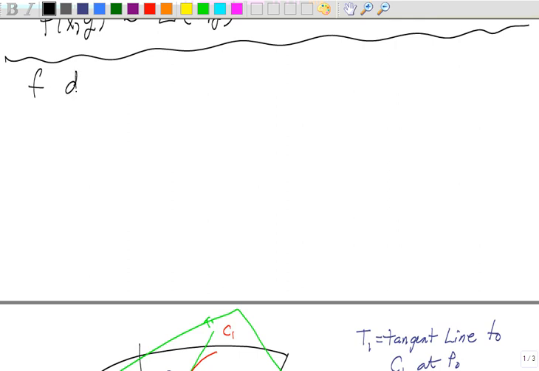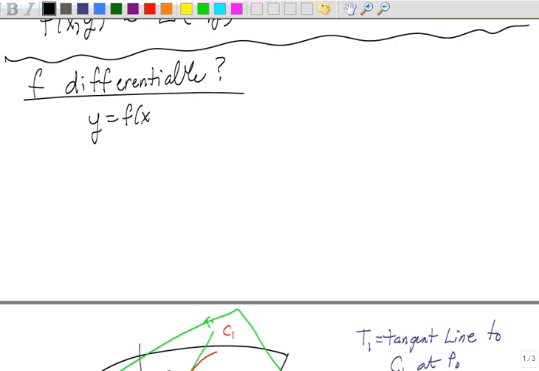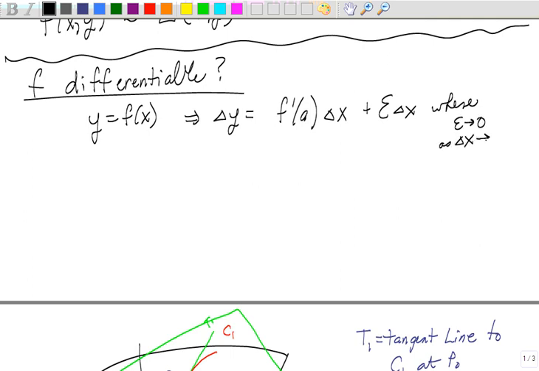Let's talk about f being differentiable. Just like if y is equal to f of x in 2 dimensions, then we define delta y to be f prime at a, where a is a certain point, times delta x, plus epsilon delta x, where epsilon goes to 0 as delta x goes to 0. So those things get very, very small. And then we're going to say that f is differentiable. Let's go to 3 dimensions now and see how it relates.